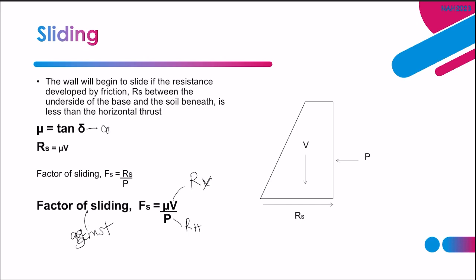Delta is the angle of wall friction. You may get the value of delta in the question, for example. Then you calculate the value of mu and just put it into the formula, since RV is already there and RH is also already there. You will get the factor of safety against sliding.